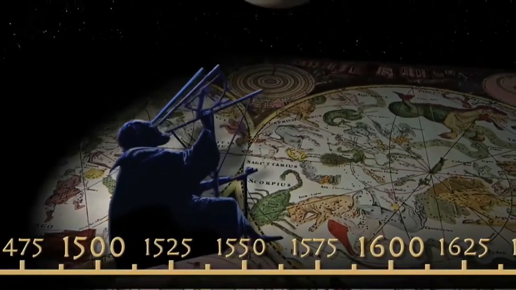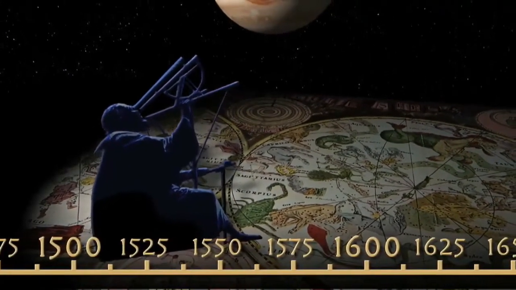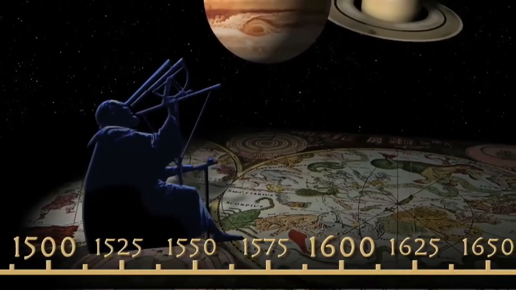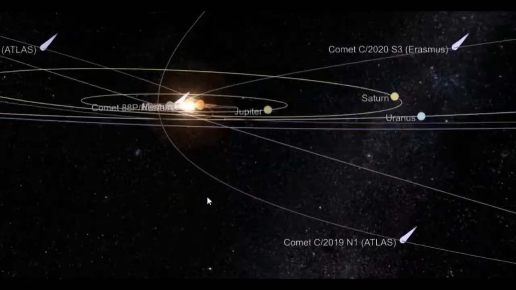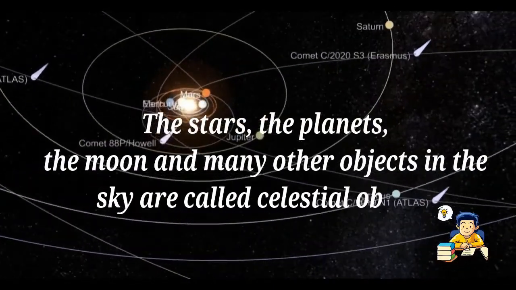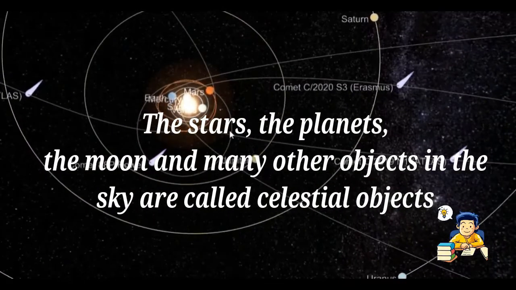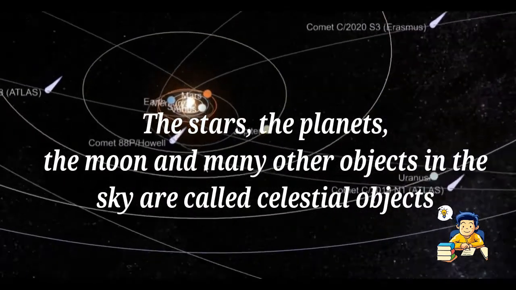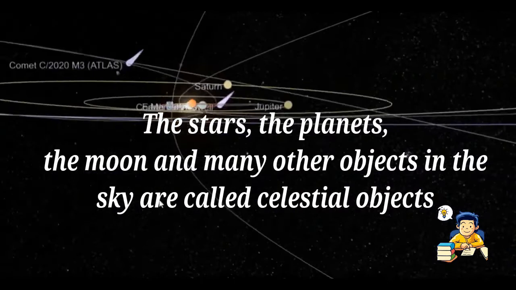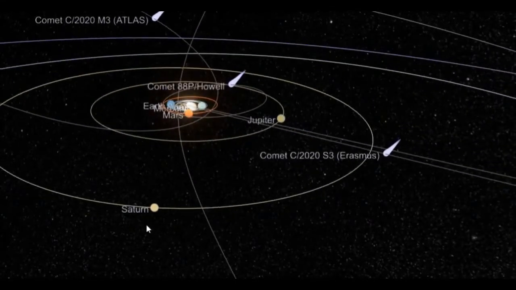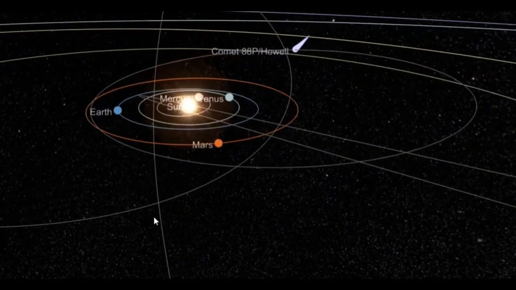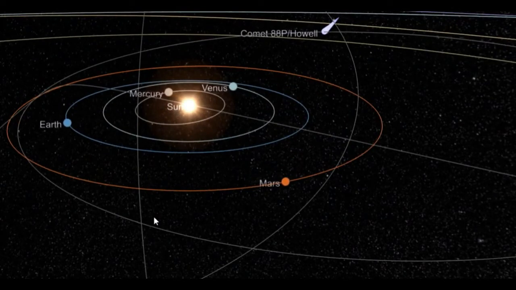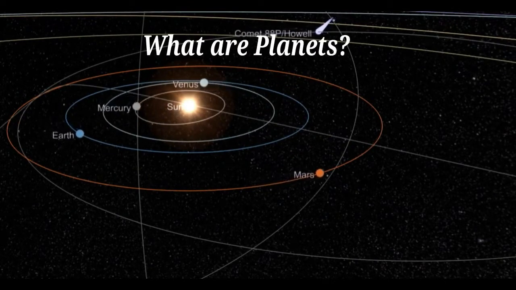The objects which do not twinkle may be the planets. The stars, the planets, the moon, and many other objects in the sky are called celestial objects. In this chapter, we will study one by one about the celestial objects. But let us ask ourselves, what are planets?